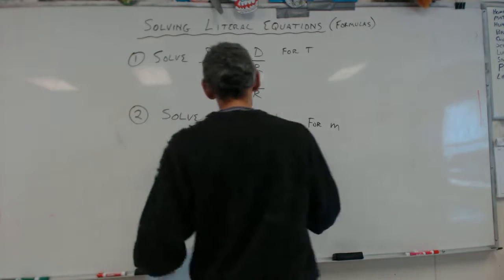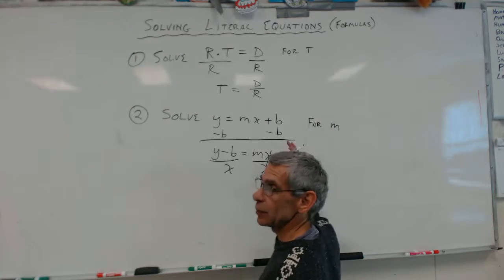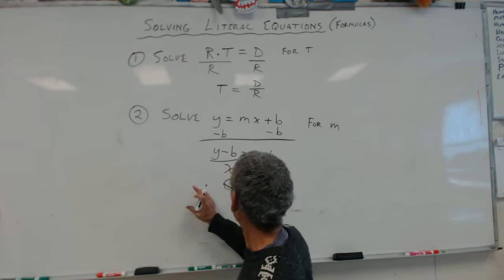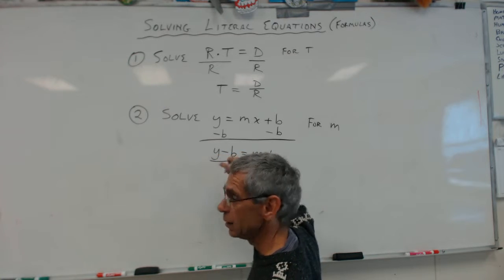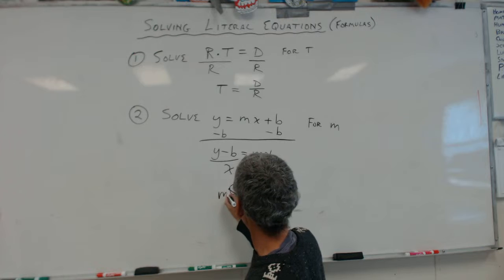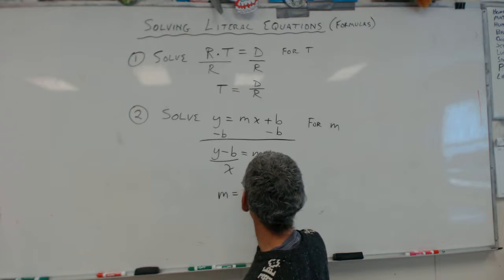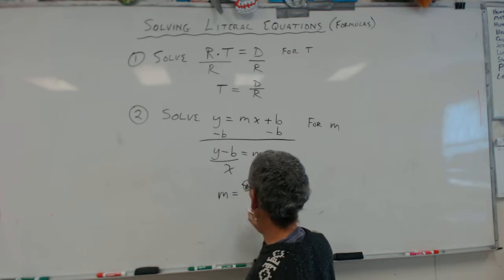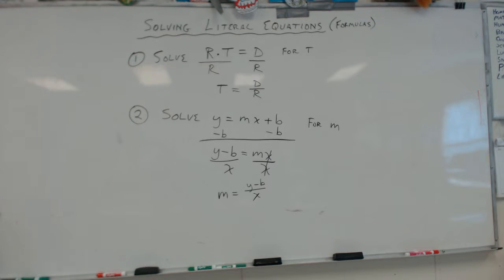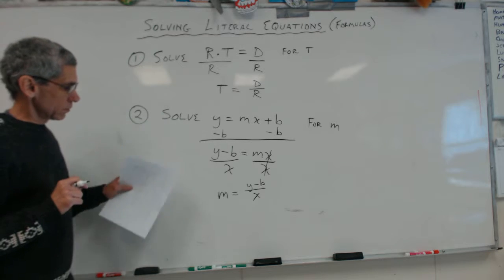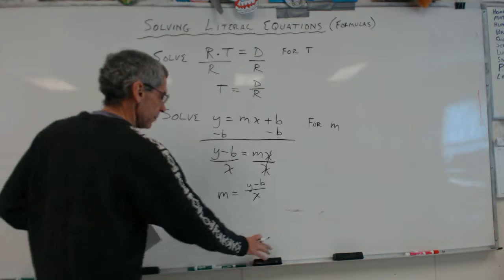So y over x... my final answer, I like to put m on the left. If this equals m, then m equals this. Do you agree with me? So I could just say m equals y minus b over x. Got it? Make sense? You need to write these down. Everything I put on the board, you write down.